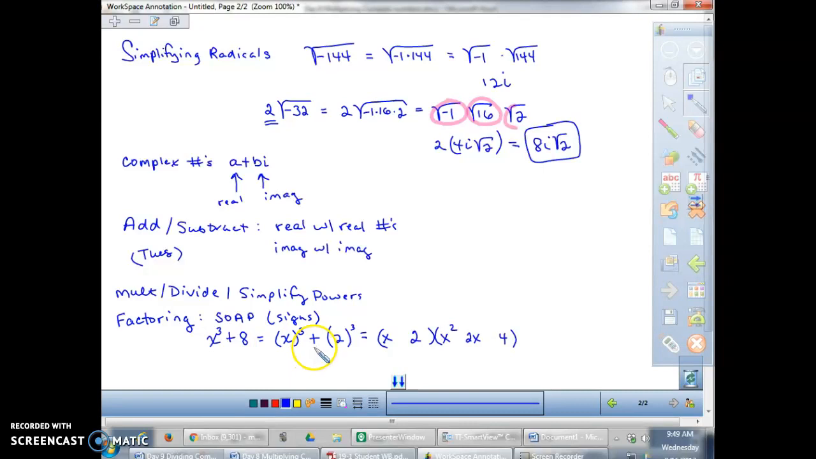The signs are S from SOAP is going to be your same, so it's a positive. Opposite means it'll always change. And then always positive. This is always going to be positive, and that's how that would factor. So that's our new factoring, but also make sure to know all of our old factoring. So go over the factoring reviews as well.